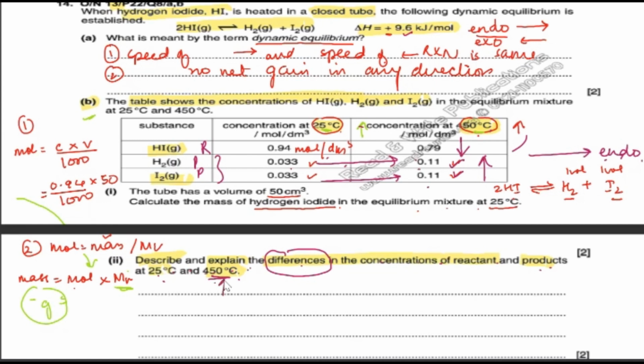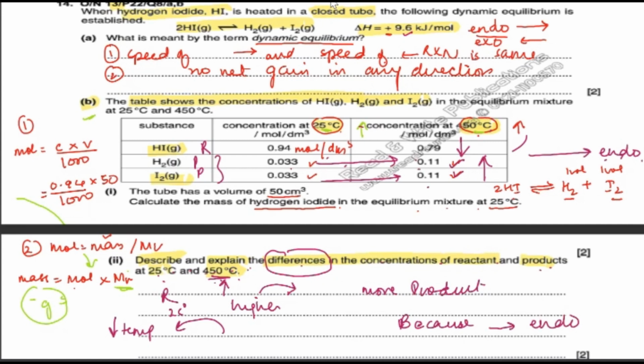When you increase the temperature, the reaction will definitely go in the forward direction. So at 450 you will be getting more products as compared to 25. At 25 degrees Celsius, you'll have more reactant. At a lower temperature, more reactant. At a higher temperature, you'll get more product. Why? Because the forward reaction is endothermic. When you increase the temperature, you will get more yield of products here.